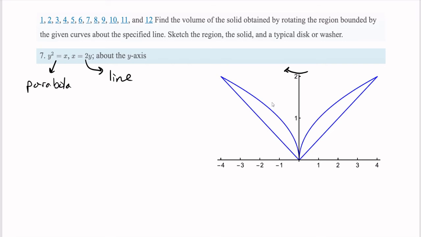So let's think about this. I need a washer, right? Why do I need a washer? Well, if we look at the picture, to start drawing this for yourself you'd have to go, okay, a parabola, x equals y squared. So this is going to be on its side opening up like this. That's right here, x equals y squared. And then I've got a line, x equals 2y. That's right here.